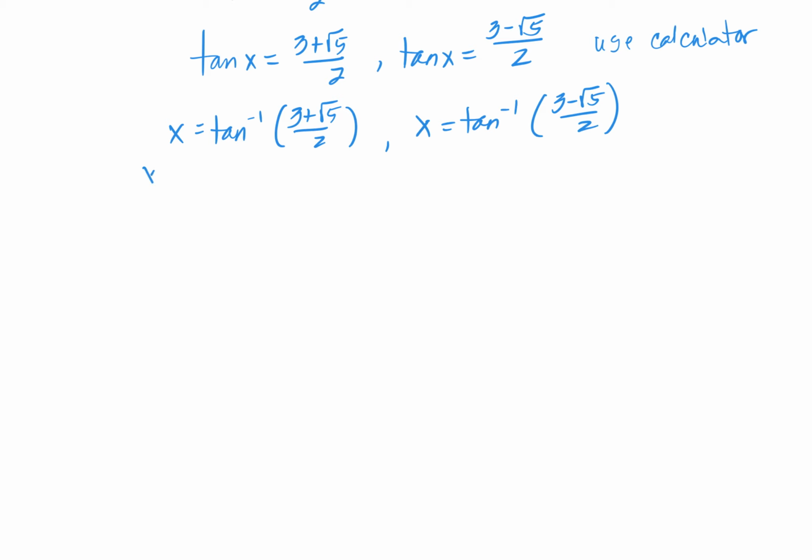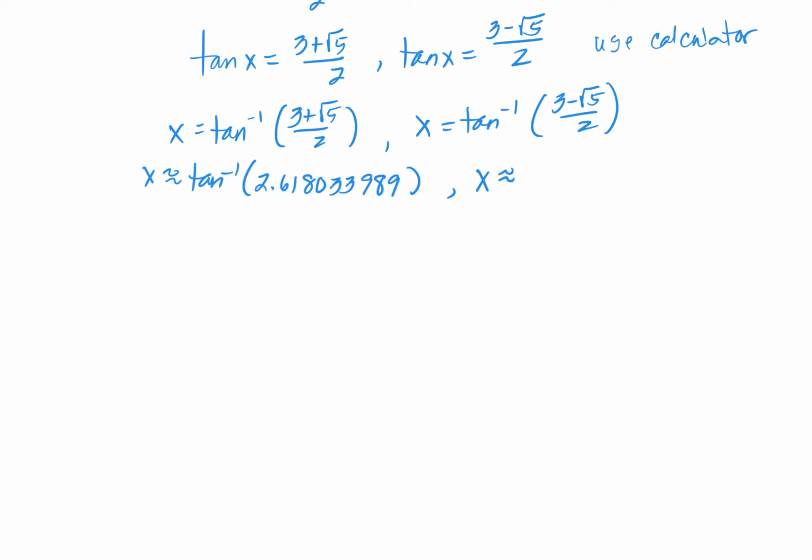If you're going to do that, make sure that you put everything that you see on your calculator, and I have 2.6180333989. So now that I've approximated that value of 3 plus square root of 5 over 2, I can see that it is positive. So I'm going to have these 2 answers, one in quadrant 1, one in quadrant 3.